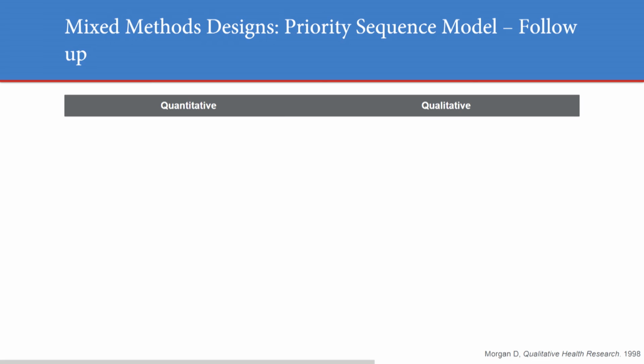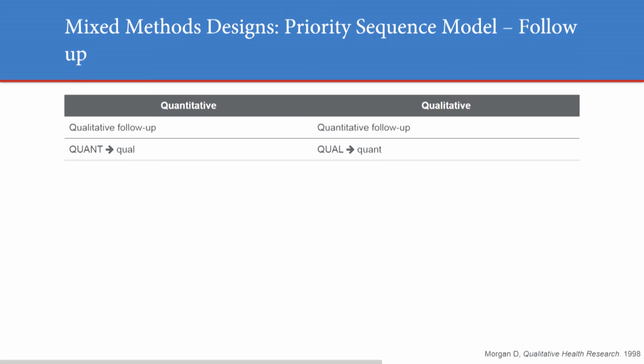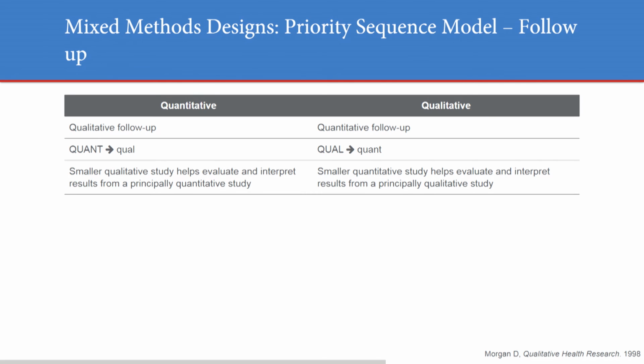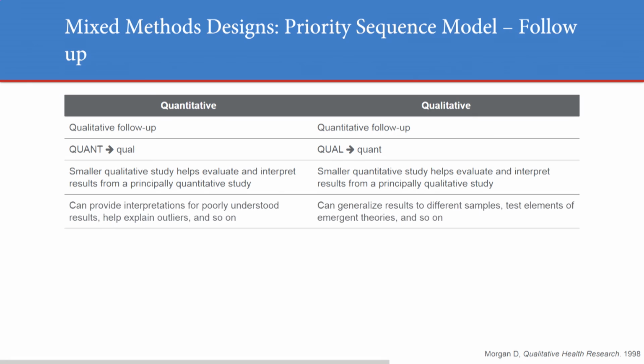In a mixed method priority sequence where you do the follow-up, you could do it the other way. So you have a qualitative follow-up or quantitative follow-up. You begin the larger project as a quantitative with the qualitative at the end, or you have a larger qualitative with a quantitative end, sort of like my dissertation study where I told you it was qualitative at the end. I decided to do the survey. Each one of those helps you evaluate and interpret the larger study. So it can help you with interpretations for poorly understood results or outliers. One of the things that we really like in qualitative studies is when there are outliers, we want to follow up and track down those outliers and find out why they are outliers.